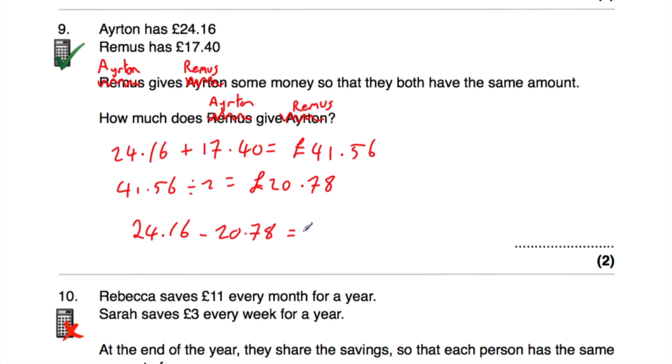£24.16 subtract £20.78 is equal to £3.38. So how much money should Ayrton give Remus? So they've both got the same amount of money. The answer would be £3.38. So that's one way to do it.